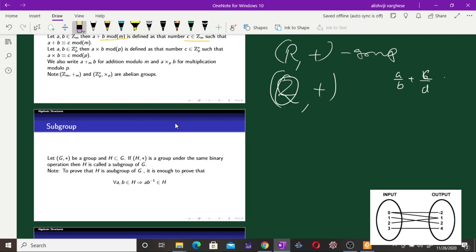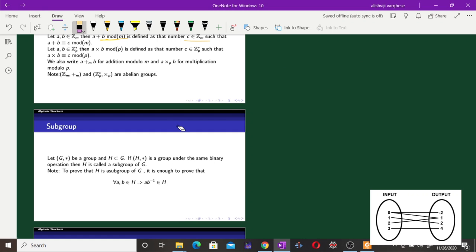And the identity element of addition is 0, and 0 is again a rational number because 0 can be written as 0 by a, and that's a rational number. And therefore Q plus is a group, and this Q plus is said to be a subgroup of R plus. So that's the concept of subgroup.